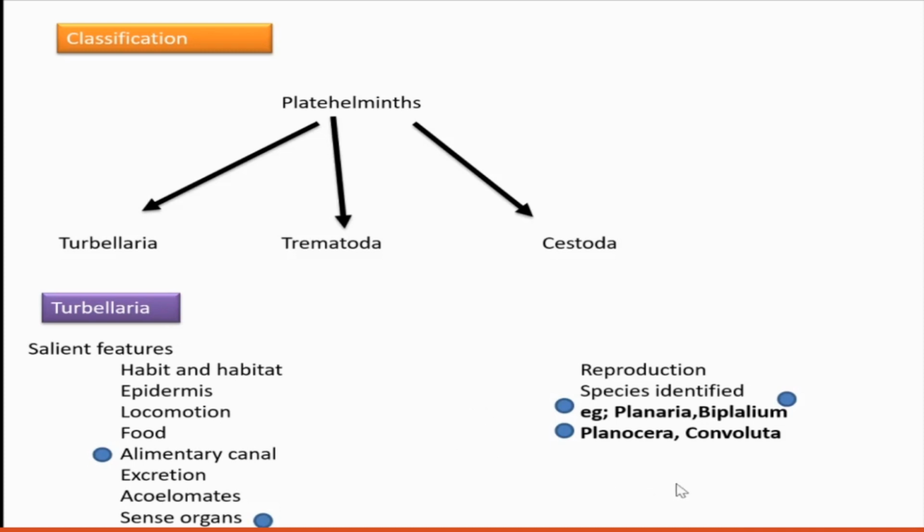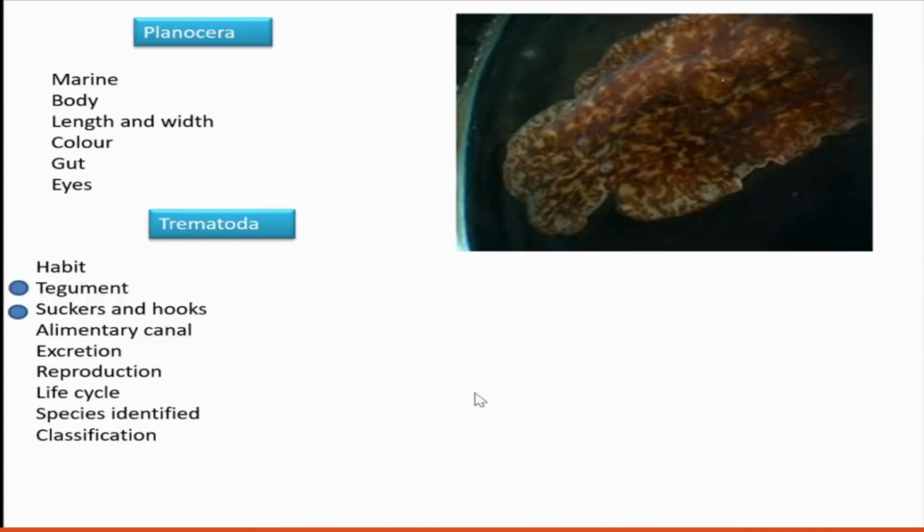Okay, the Convoluta picture I didn't put here. So we are going to study its example, that is Planaria. Planaria, regarding its habitat, is marine, usually found in marine habitat. And regarding the body, certain explanations are there. The body is dorso-ventrally flattened and very delicate. It is almost oval in shape, and the margin is highly ruffled.